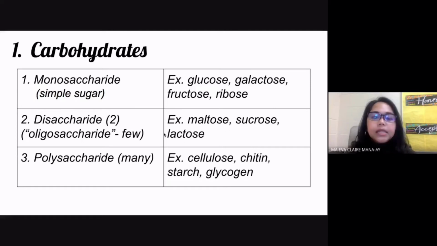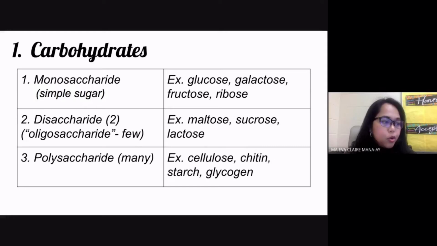Now, the last type of disaccharide that we have here would be your lactose. This is also called milk sugar, the type of sugar that we get from milk. And this is a combination of glucose and galactose, hence the term lactose. So again, these three are the different types of disaccharide that you have.